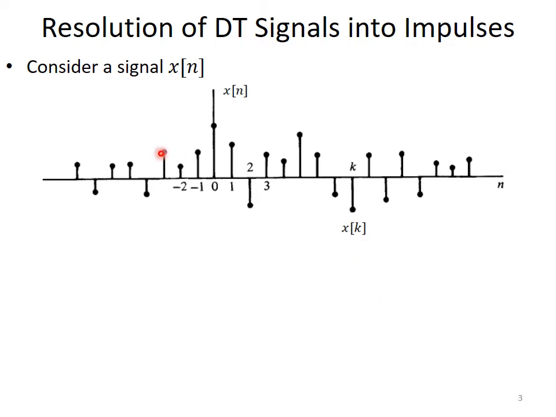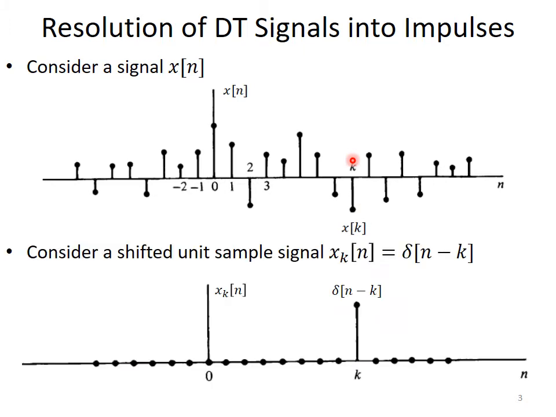So let us consider this signal x of n, right? It has different sample values at different values of n, and x of k is the value of this signal when n is equal to k, right? So we can represent this single sample as a scaled impulse, like the one given in this equation, right? x_k of n is basically equal to an impulse shifted by k samples, as shown in this figure, right?